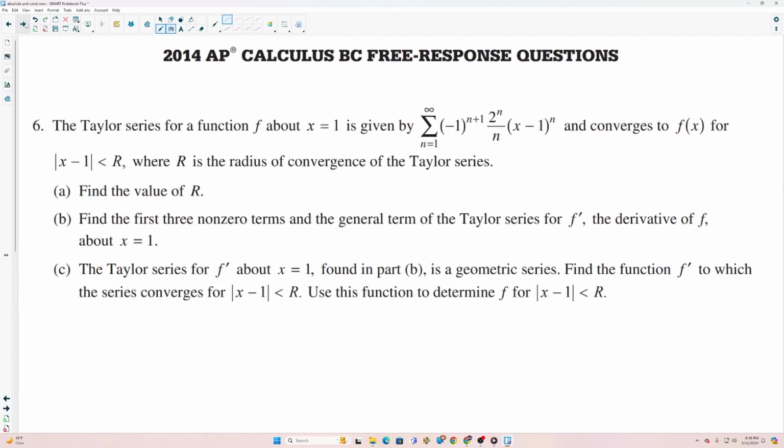The Taylor series for a function f about x equals 1 is given by this and converges to f of x for the absolute value of x minus 1, centered at 1, less than the radius of convergence, where r is the radius of convergence of the Taylor series. Find the value of r.